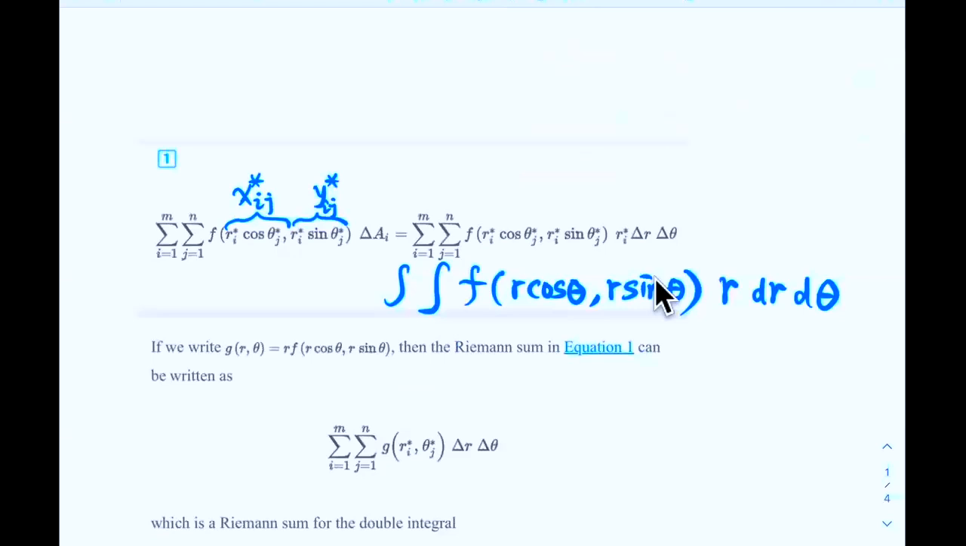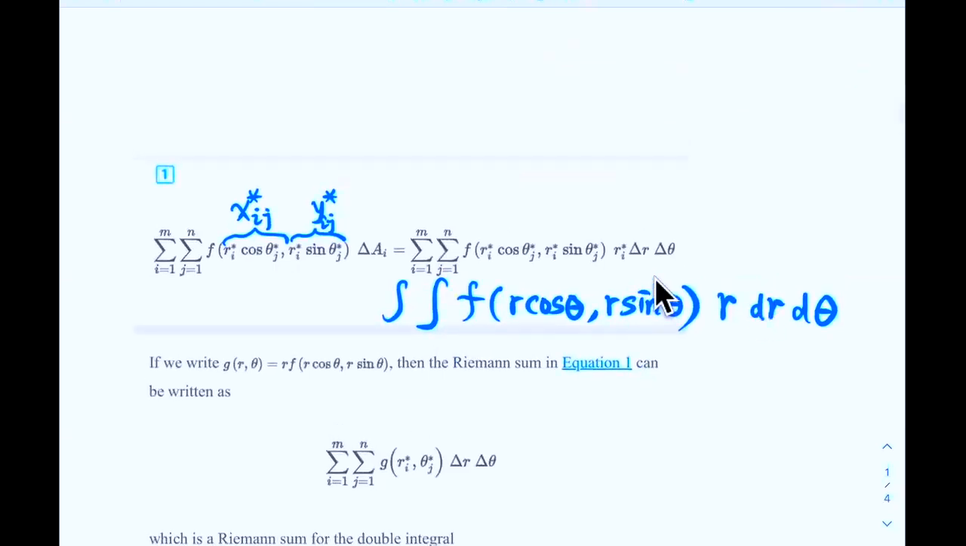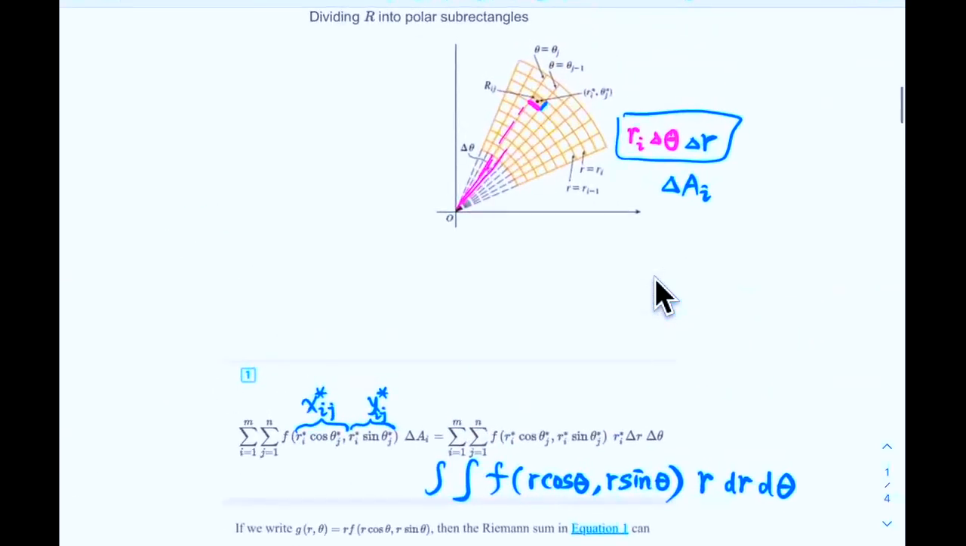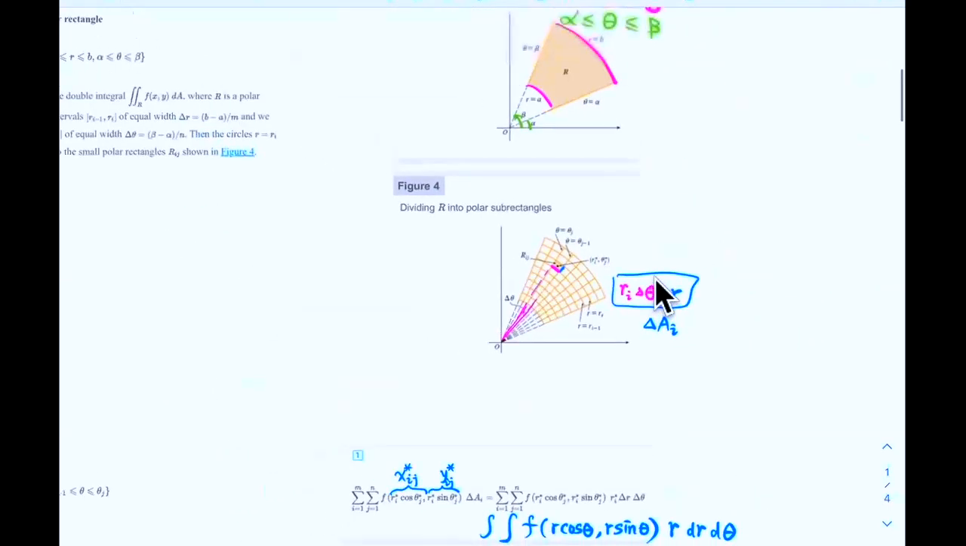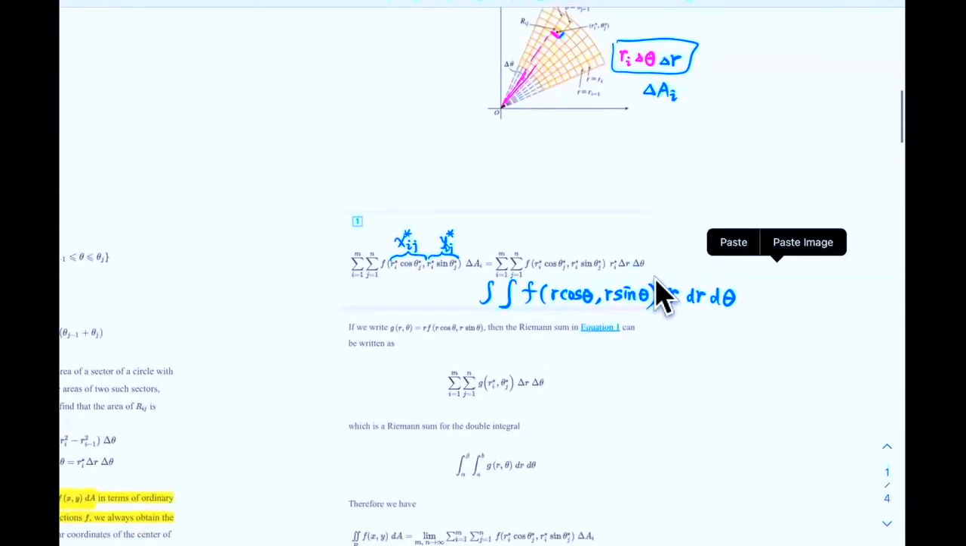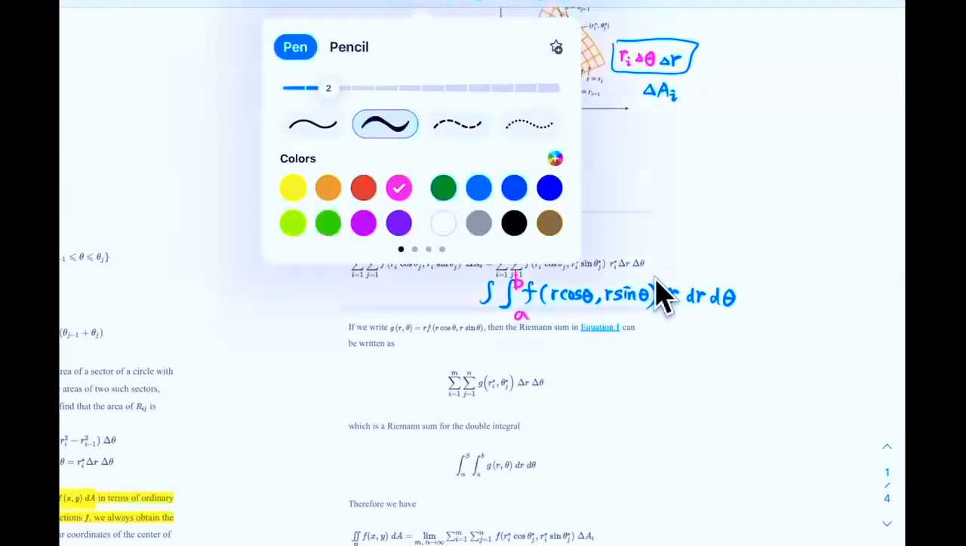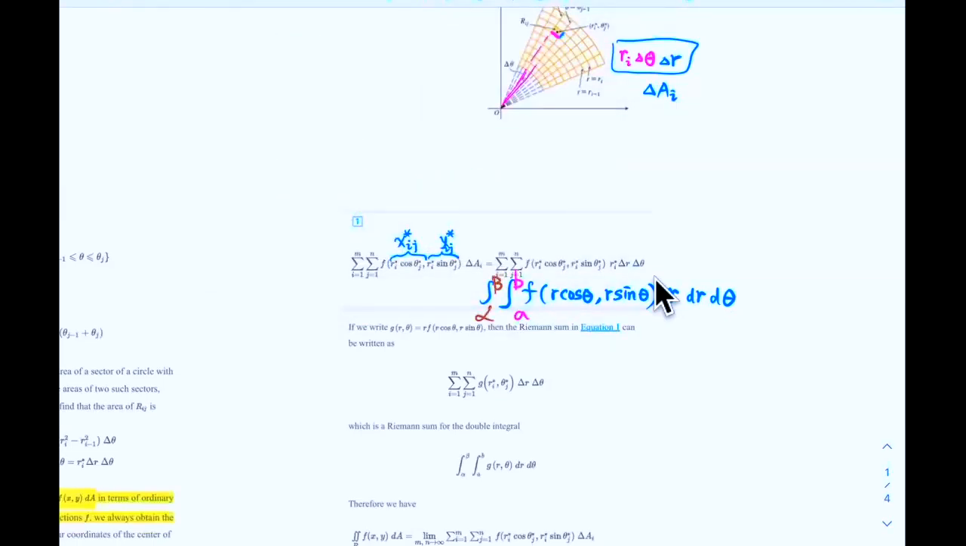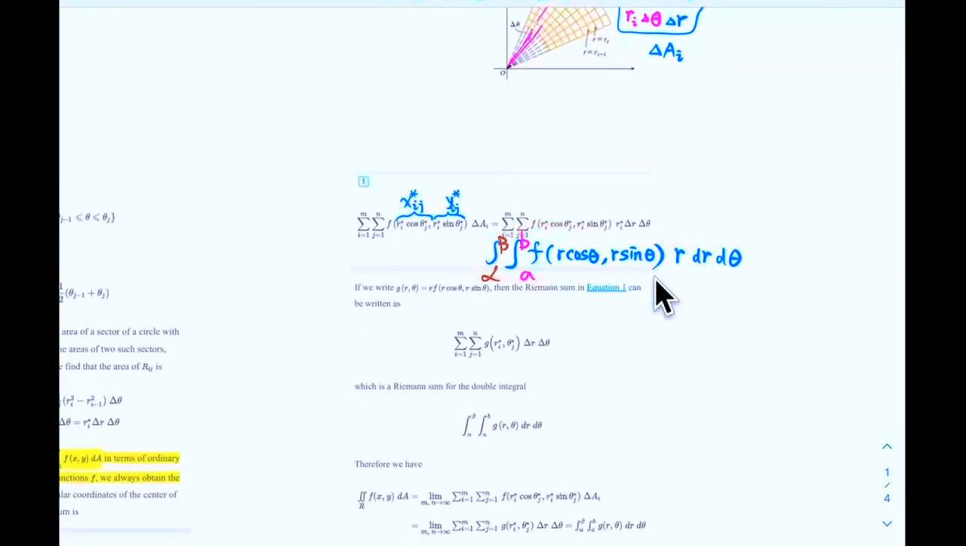Now you have to think about here r. This is integration with respect to r first. What does r change from and to? If you're looking at this picture, the r here changes from a to b. Then you put the a to b in here. And theta here changes from alpha to beta, and then you put the alpha to beta in here. So that will be the double integral over this polar rectangle. That's how you do it.